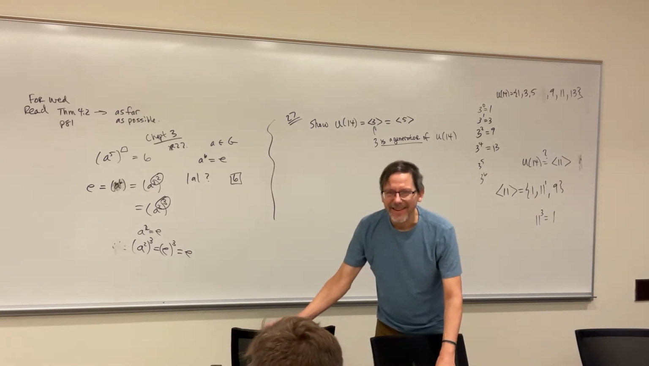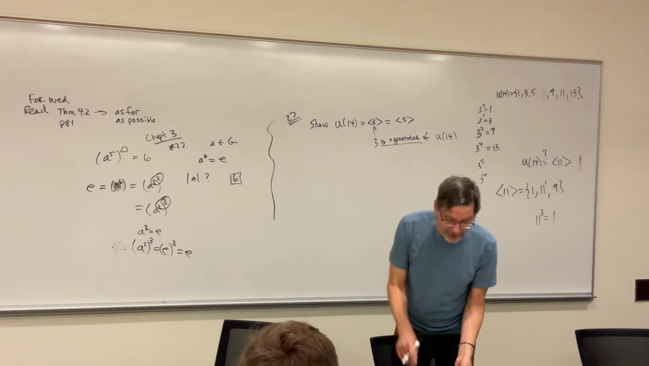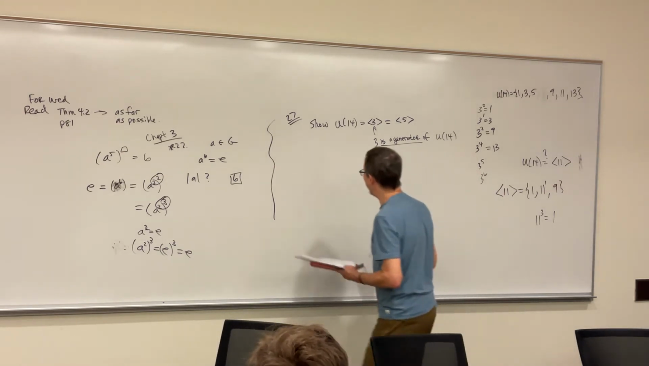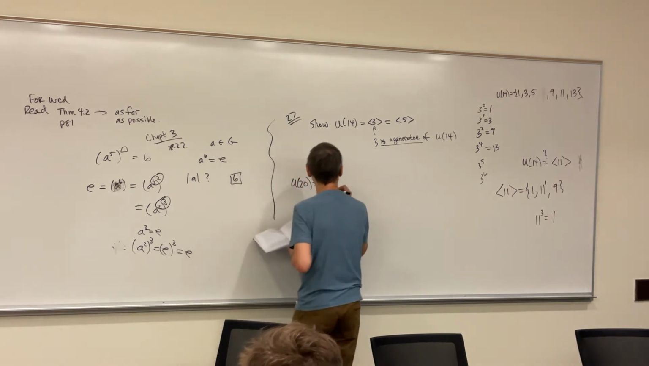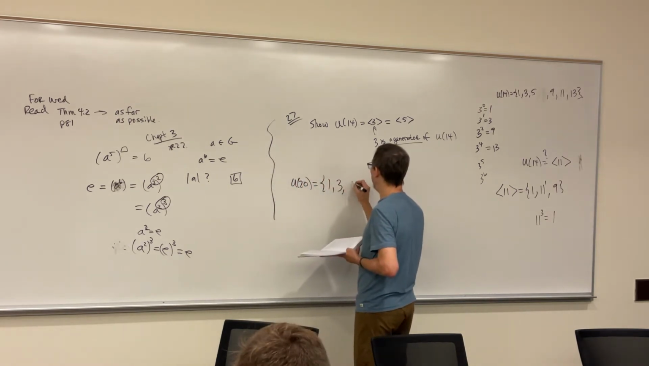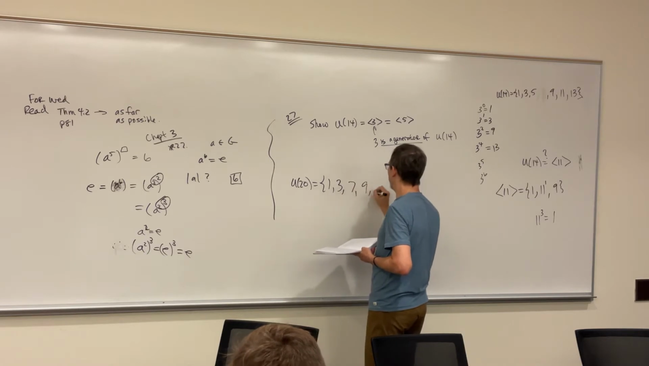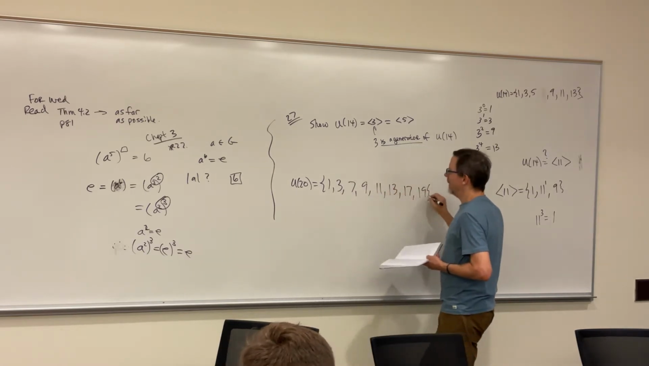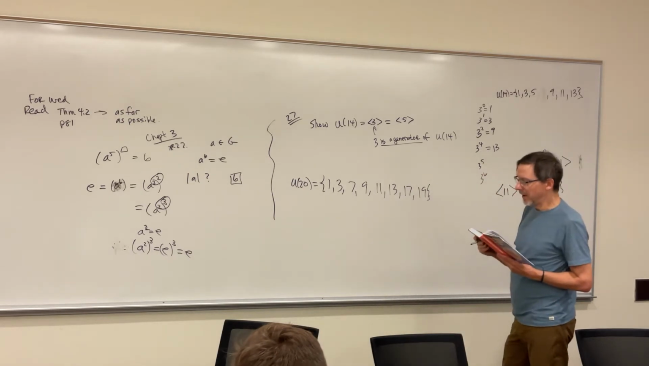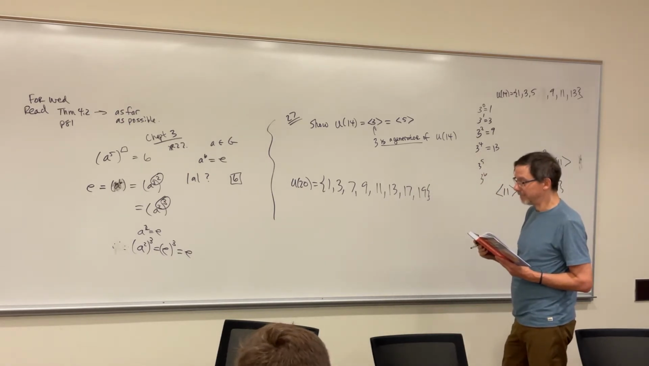One of my questions was, is there a simpler way to do this? Well, that's a good question. Let's take a look at a faster way to go. So U20 is going to be 1, 3, 7, 9, 11, 13, 17, 19. Is there a more clever way?